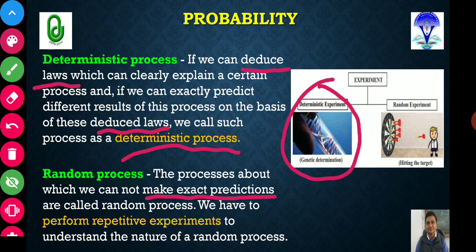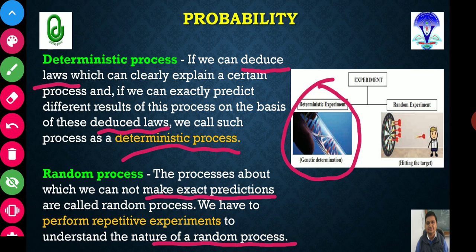We cannot predict it exactly, but we can go in and around that event with the help of repetition of experiment. If we repeat the experiment, you can predict the probable result, but that result will not be the exact one. So we have to perform repeated experiments to understand the nature of a random process.